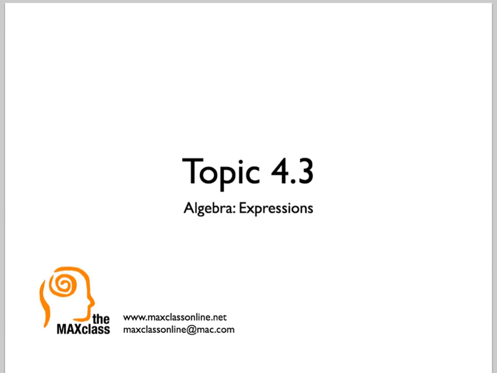Topic 4.3, expressions. Alright, so we've learned about how to use the order of operations to simplify numerical expressions, just numbers with addition, subtraction, multiplication, division in the proper order. Today what we're going to do is use the order of operations to simplify what are called algebraic expressions, an expression that has a variable in there. So, not too difficult. Let's go ahead and review a couple things on the next slide.